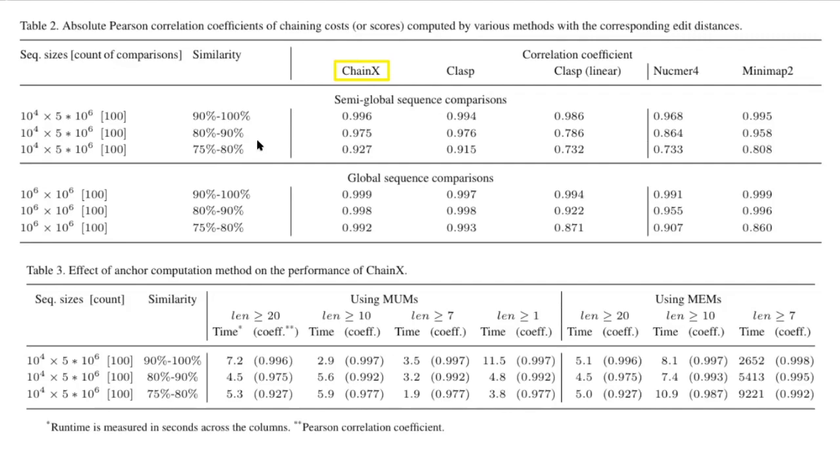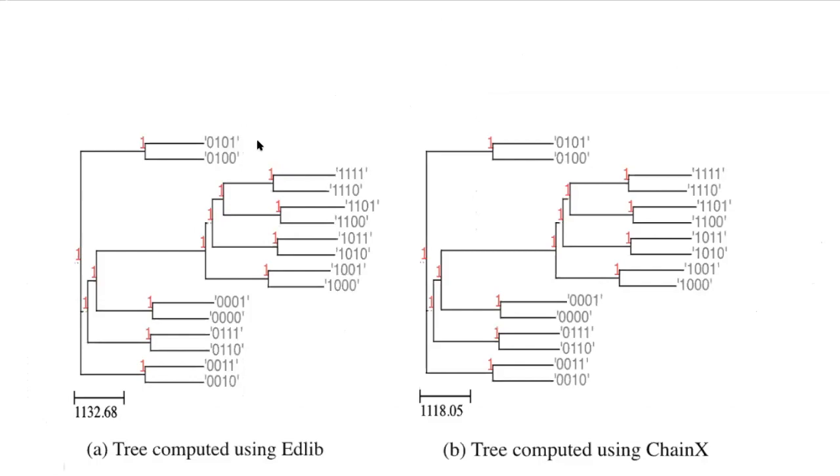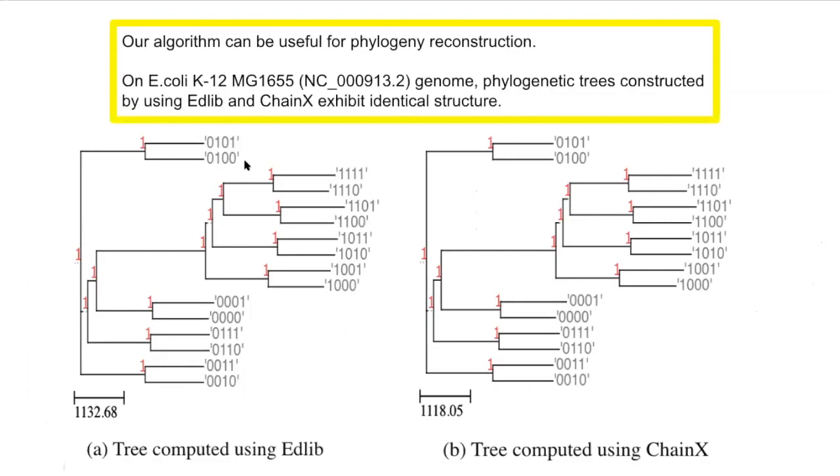Now, looking at ChainX for phylogenetic tree construction, we can see that on the family of genomes that we tested it on, ChainX produces a tree with an identical structure as edlib. This was a family of E. coli genomes that was created using the same simulation methodology as Marquis et al. And overall, this experiment demonstrates that ChainX's strong correlation with edit distance makes it useful for recovering the history of insertion events.